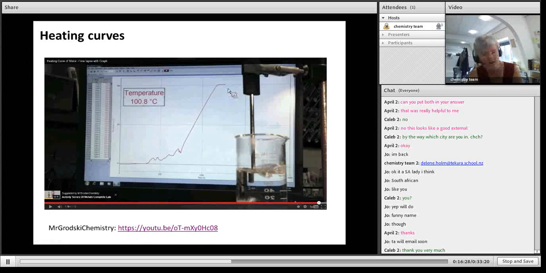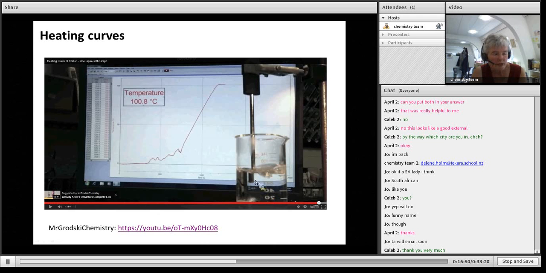Okay, and then if you carried on, it would keep on going up. If you think about it, why do we have this not very clean curve, not the way we expected? It's partly because the person recording this deliberately didn't stir the mixture.